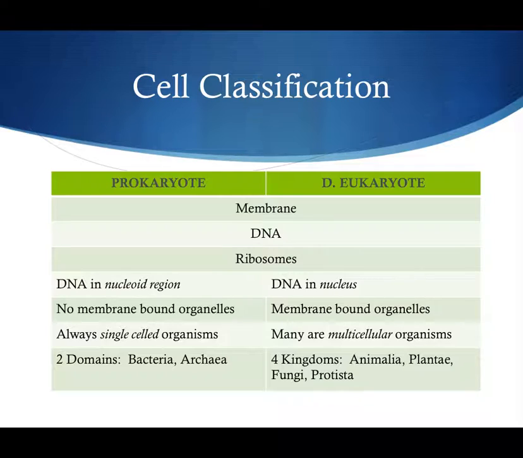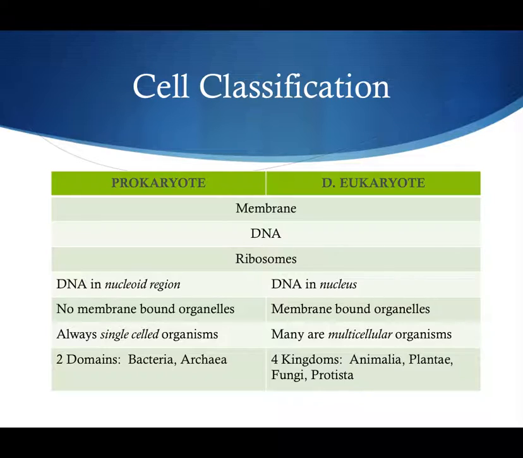Whether an organism is a prokaryote or a eukaryote, these cells will have a cell membrane, DNA, and ribosomes. Prokaryotic DNA is concentrated in an area of the cell referred to as the nucleoid region. Prokaryotes do not have membrane-bound organelles, and they exist as single-celled organisms. There are two biological domains that are prokaryotic, domain bacteria and domain archaea. In comparison, eukaryotic cells are in domain eukarya.